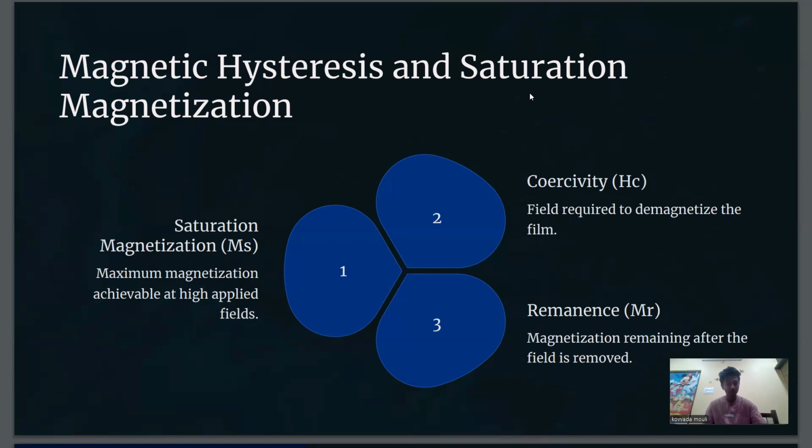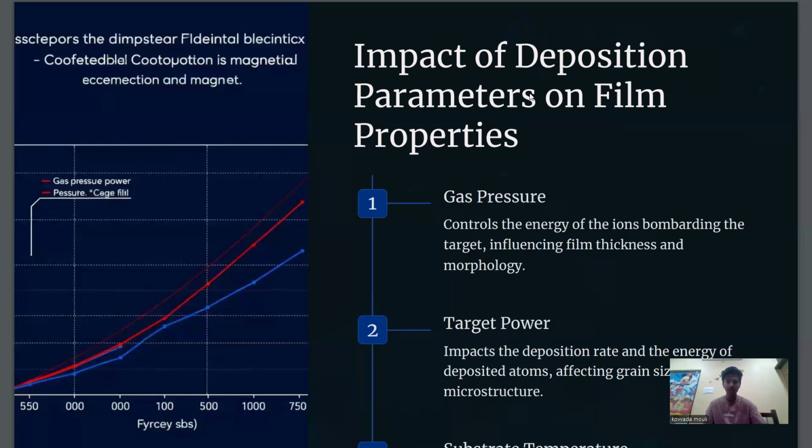Effects of film thickness. The thickness of sputtered CoFe films alters their magnetic and structural properties. Thin films below 50 nm often exhibit higher coercivity due to increased surface scattering and strain, whereas thicker films above 200 nm develop lower coercivity and higher permeability due to improved crystallinity and reduced defects.